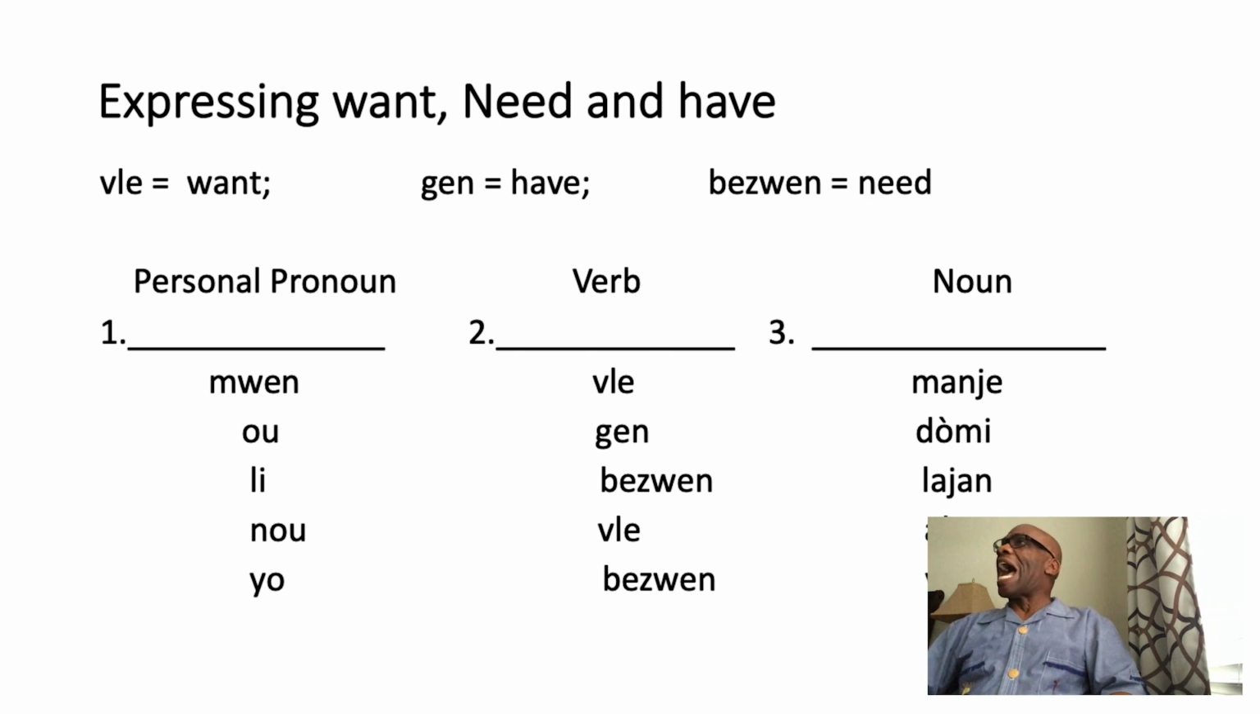Want means vle. Moi vle manger. Moi vle l'argent. Gain means have in English. Moi gain l'argent. I have money. Okay? Besoin means need. Moi besoin.